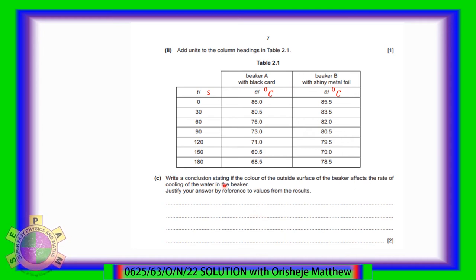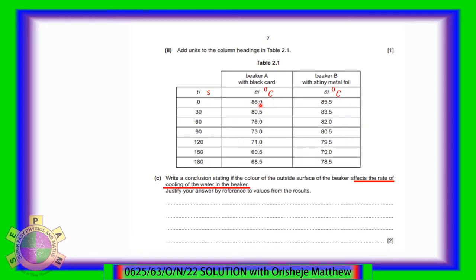Write a conclusion stating if the color of the outside surface of the beaker affects the rate of cooling of water in the beaker. Justify your answer with reference to values from the results. So we want to look at if the color outside affects the rate of cooling. We have the black surface and we have the shiny metal foil. So this is white and this is black. Looking at the figure, which one do you think cools faster?